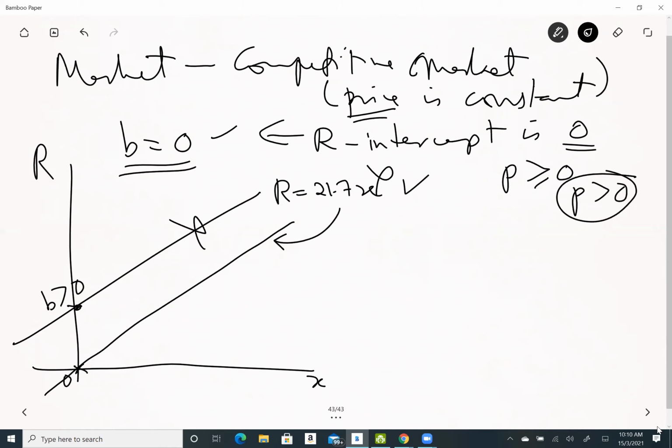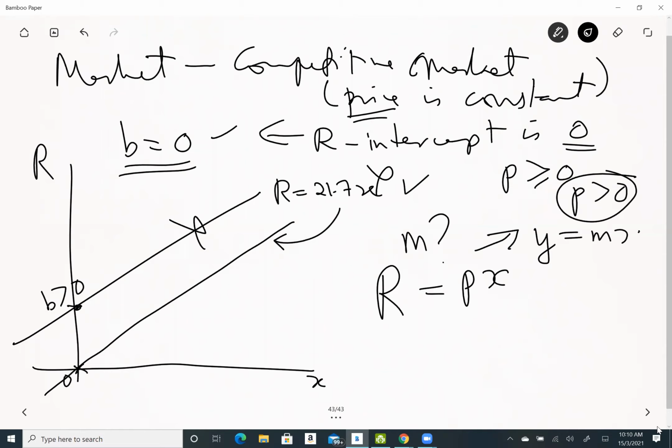Okay. Now, what is the slope? All right. What is the slope of the revenue? So the slope M for revenue, R equals P times X, and you go back to the general notation Y equal to MX. So what is the slope here? What is the slope? Anybody? The P. So the slope is the P, all right, which is the price. So the price is the slope.